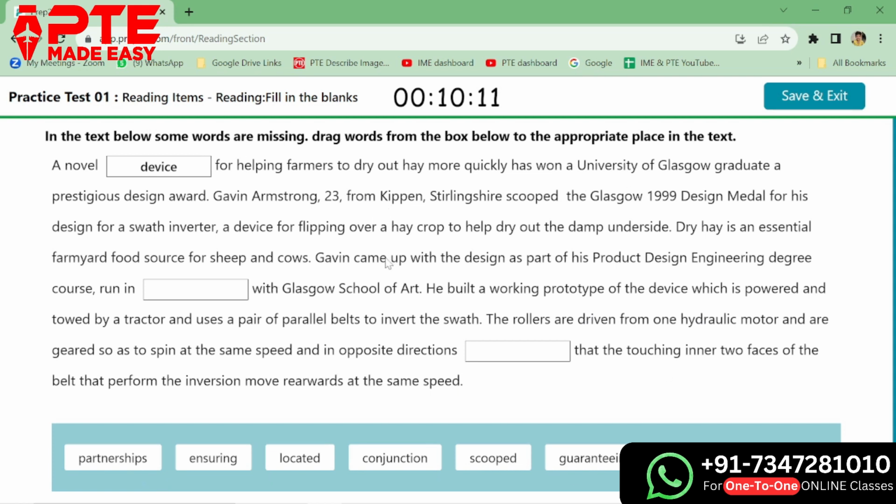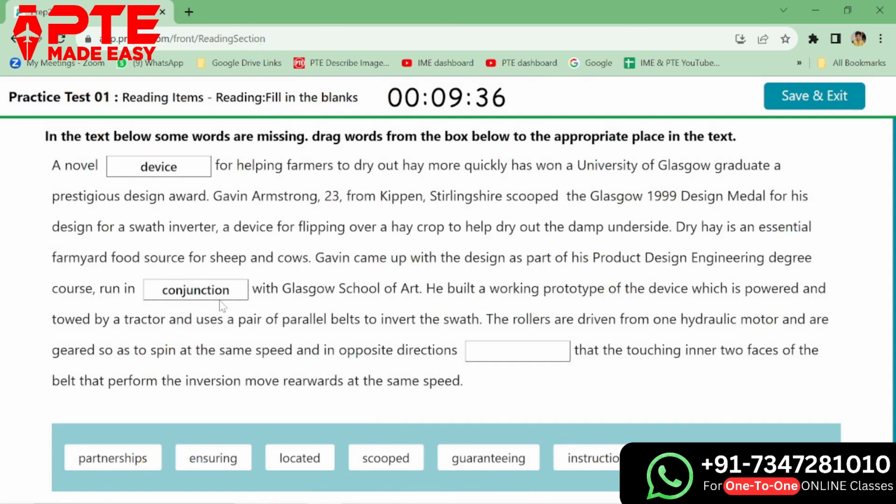Coming further, Gavin came up with the design as part of his product design engineering degree course, run in dash with Glasgow School of Art. Run in what? Run in dash with something. Run in what with? Something is going to come. Okay, so run in conjunction with. Conjunction means connection. It can be conjunction only because we do not find any other suitable word here. Run in instruction with cannot be the answer. So that's why we are going to add conjunction here.